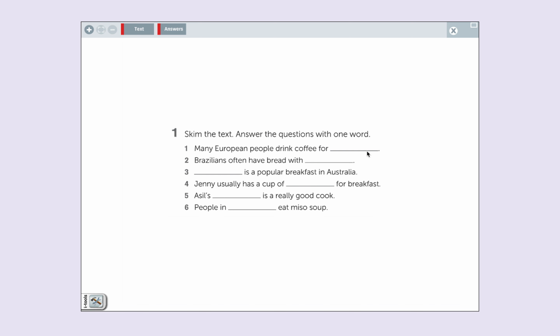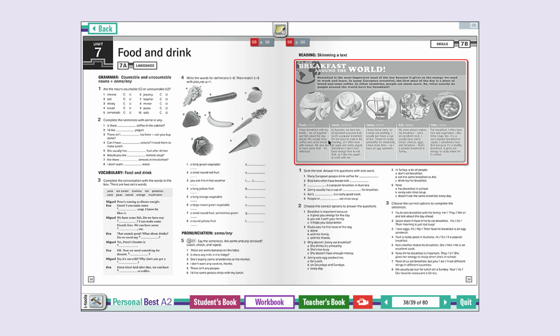Coffee for breakfast. For example, number 2. Te ayudo con 3. Brazilians often have bread with... Y te tienes que ir a ver... ¿Qué hacen los brasileños? Is the first one.